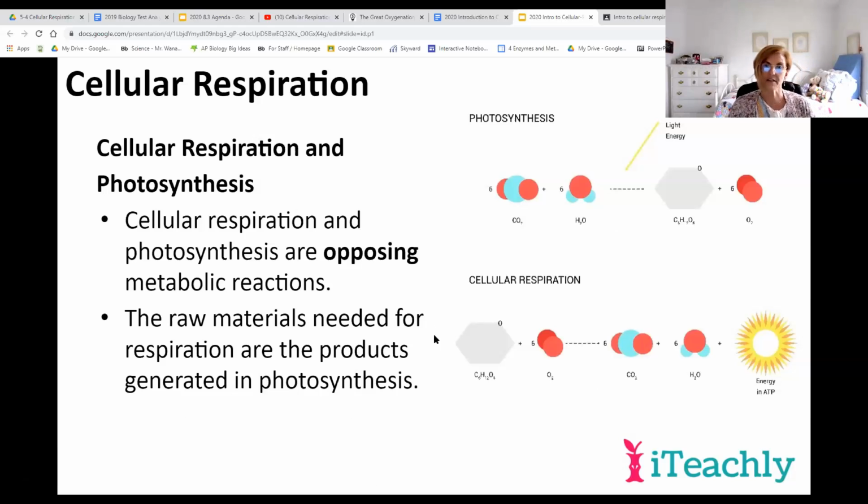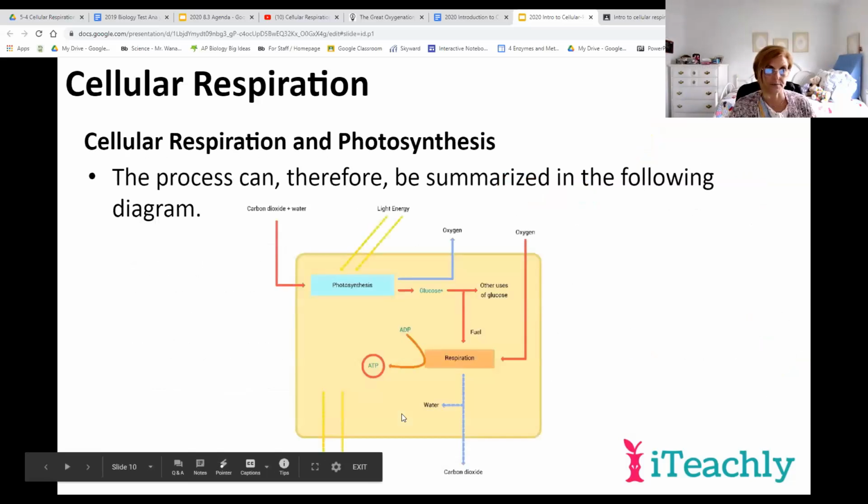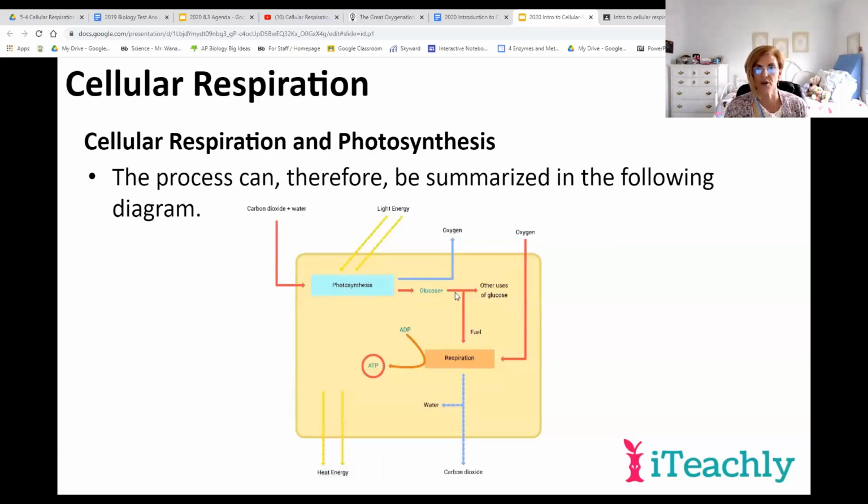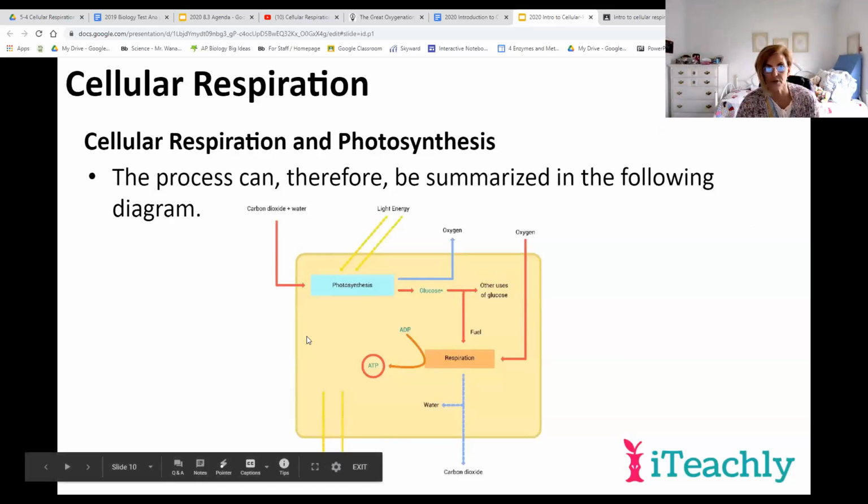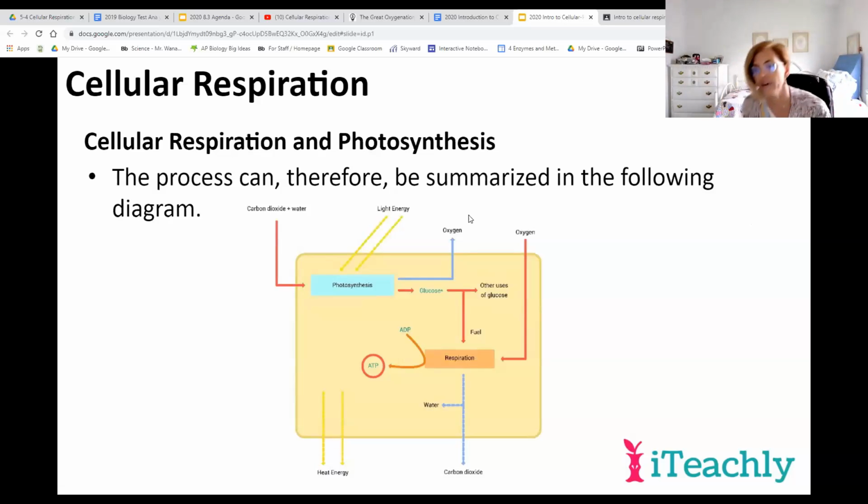Okay, so the raw materials we need for cellular respiration are being made during photosynthesis. Basically you can see the CO2 going in, oxygen coming out, glucose being made, and glucose going into respiration to release the CO2 that's once again being used up here. Any questions over any of the items I just talked about?